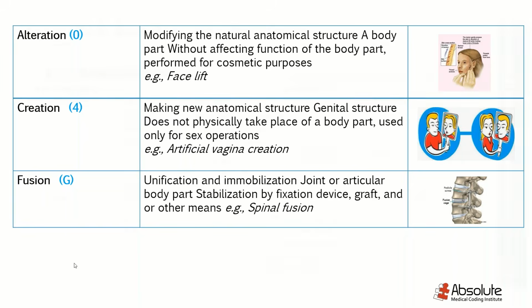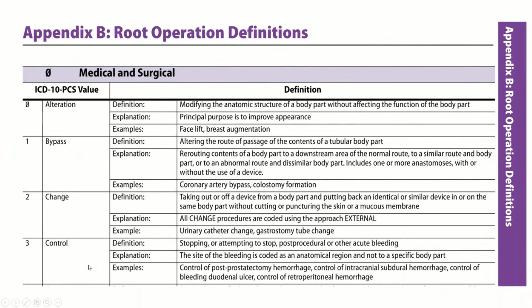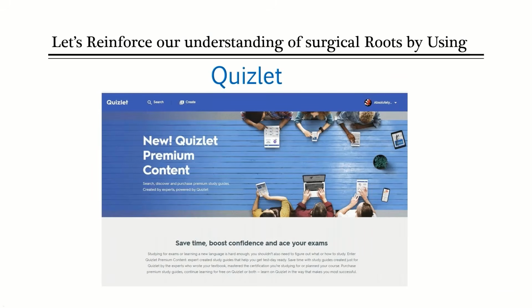All right, coders. So where did I get all that from? I got them all from Appendix B. They have the definitions of these procedures, these root operations, and in this section, they also place them in categories, just like I've done. So I encourage you to go to your Appendix B, learn those root operations, and if it speaks to you, use Quizlet because Quizlet is fun. You can play, you can learn your surgical root operations. So definitely go to your LMS, go to your study tools, click on Quizlet, and go ahead and learn those root operations.